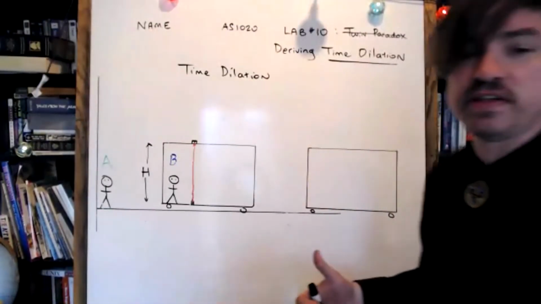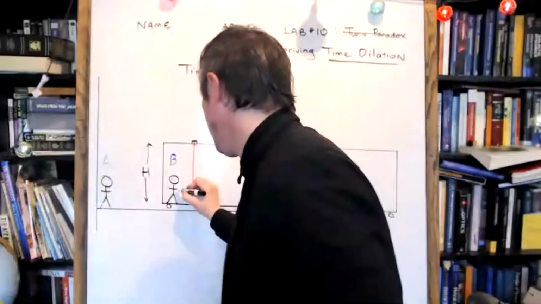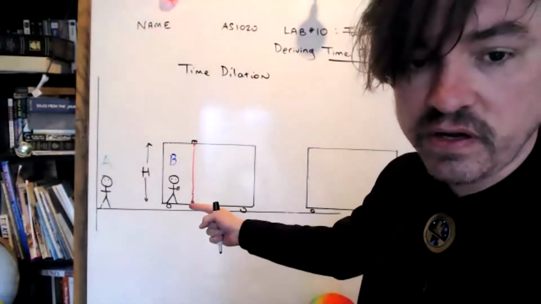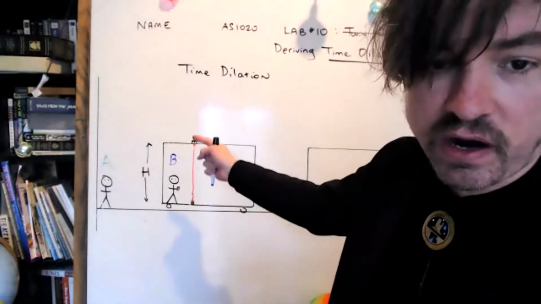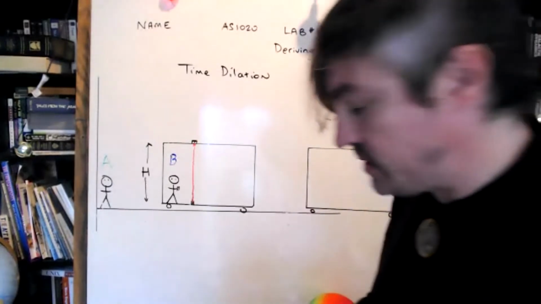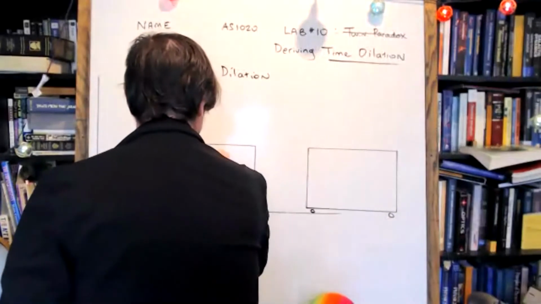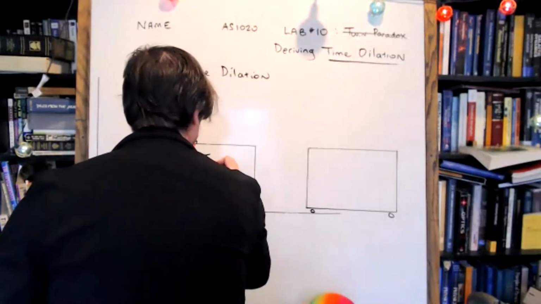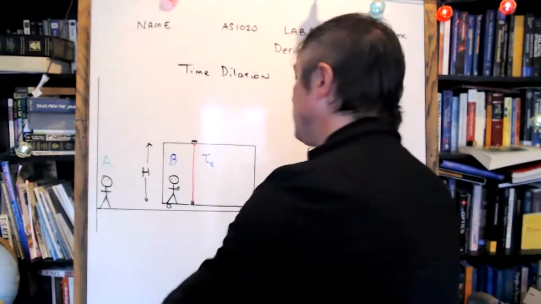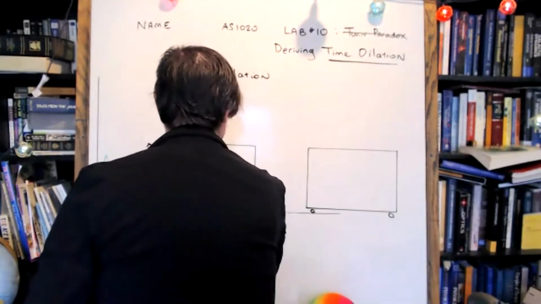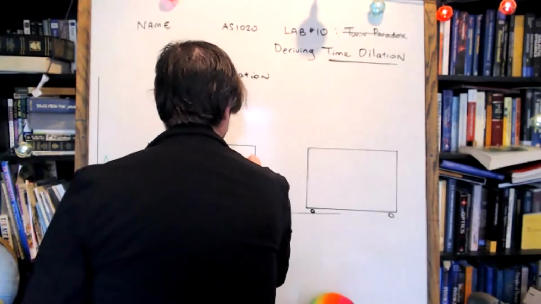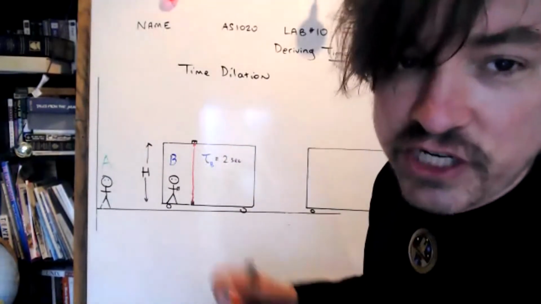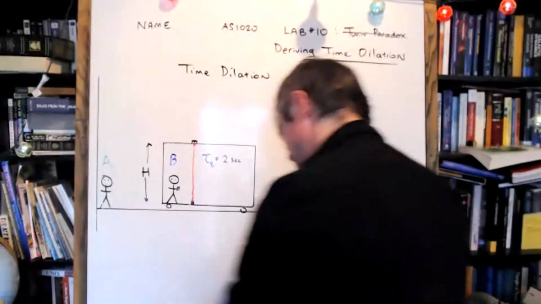And the whole idea of the physics experiment is observer B throws the remote switch, fires the laser, it travels from the bottom of the cart up to the top of the cart, and observer B is going to measure the time that it takes the experiment to take place. I'm probably just going to, for the sake of convenience, have you pretend that the experiment takes 2 seconds from B's frame of reference, just because 2 is an easy number.